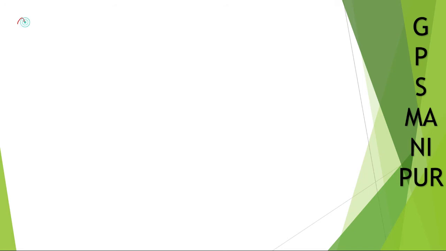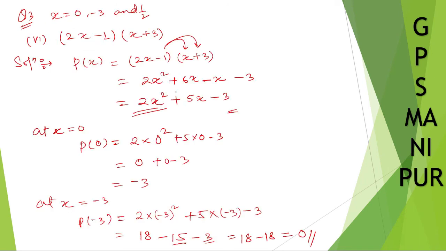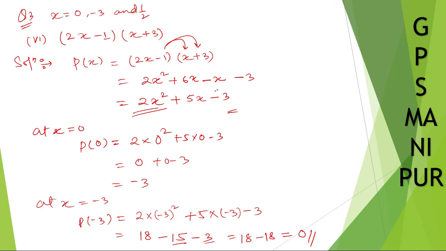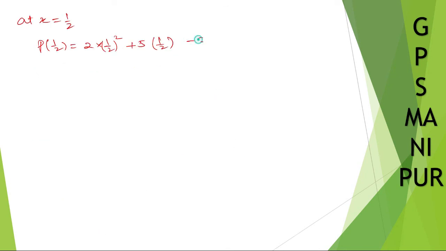Now at x is equal to 1 by 2, P of 1 by 2. Instead of x here, put 1 by 2. So 2 into (1 by 2) whole square, plus 5 into 1 by 2, minus 3. 2 into (1 by 2) whole square will be 2 by 4, which is 1 by 2. Plus 5 by 2, minus 3.